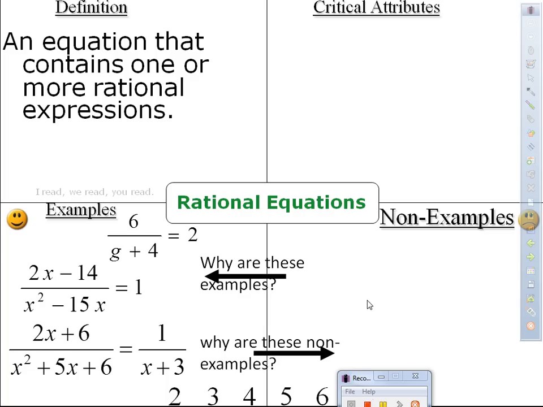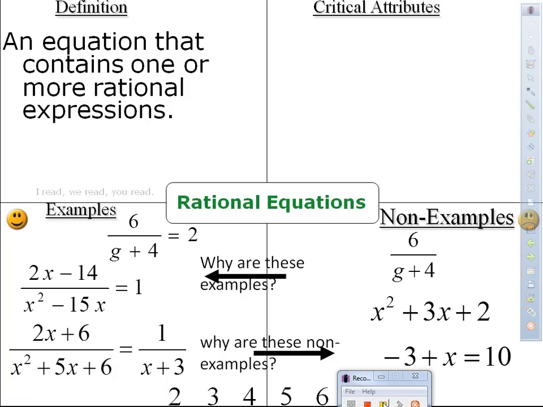And then we write the non-examples. There they are. Copy those. I'll give you about a minute. Go.